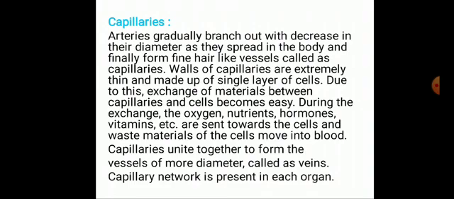Capillaries unite together to form vessels of more diameter called veins. A capillary network is present in each organ.